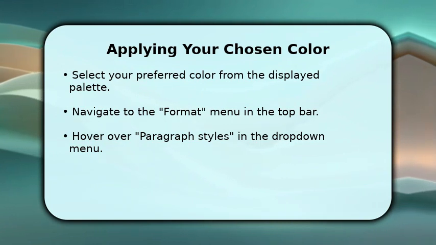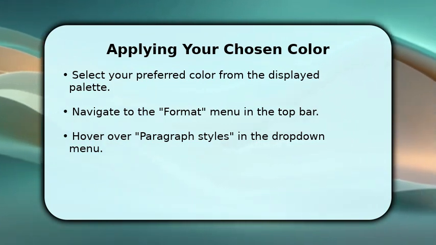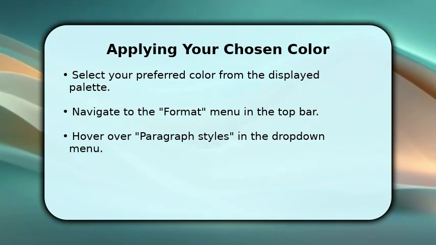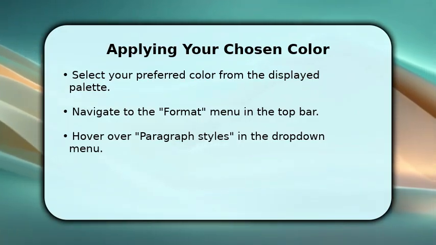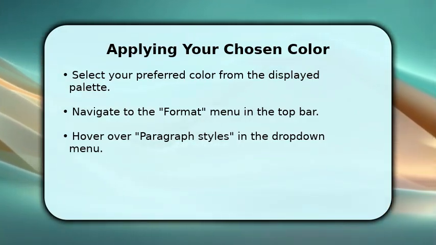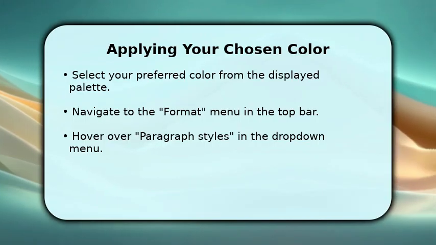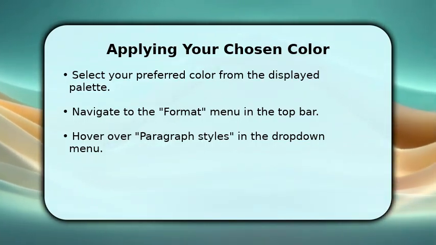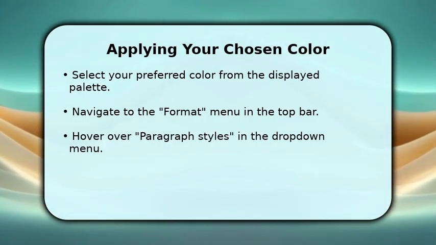After selecting the color, go to the Format menu located in the top navigation bar. From the drop-down options, hover your mouse over Paragraph Styles. This will open a secondary menu with more choices for text formatting. We are getting closer to making that color stick.